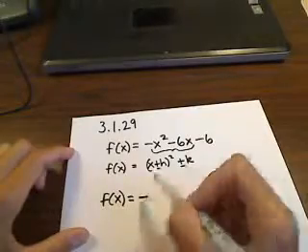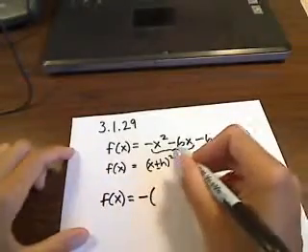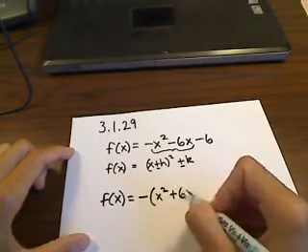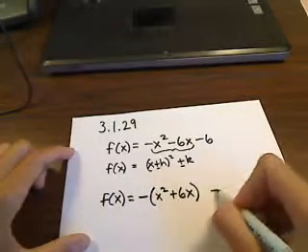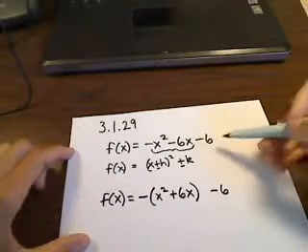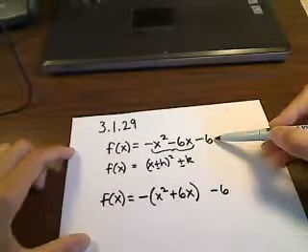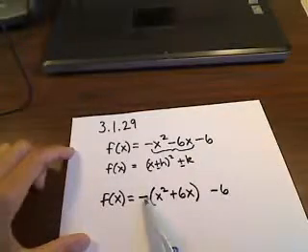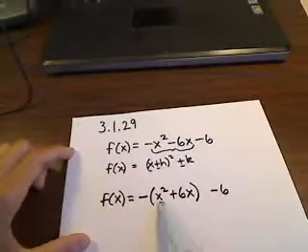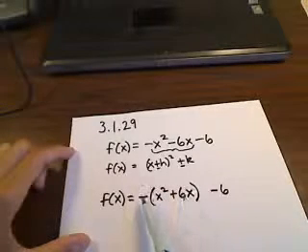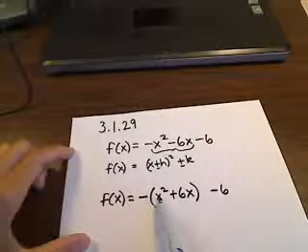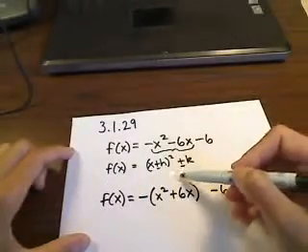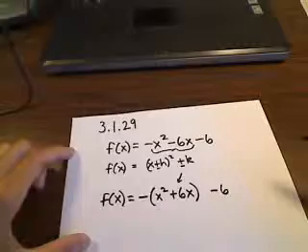If I pull out a negative 1, then that grouping becomes x squared plus 6x. I'm going to leave my minus 6 on the outside. I pulled out the negative from these two, and this becomes x squared plus 6x. If you took the negative and distributed it back through, you would just get your old problem back.